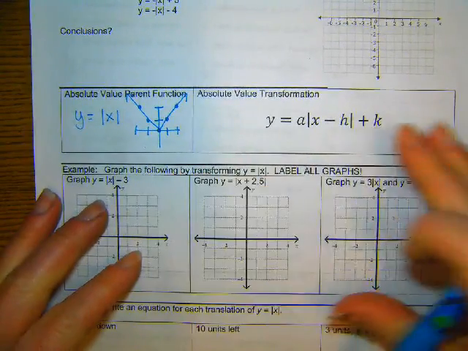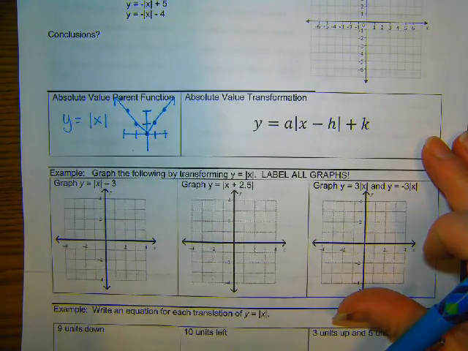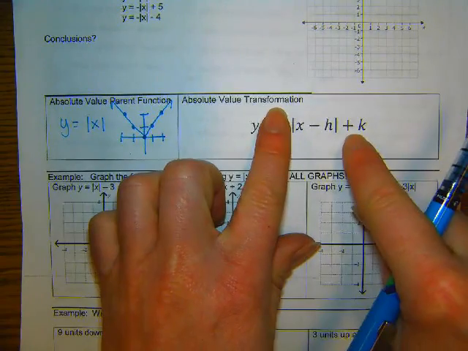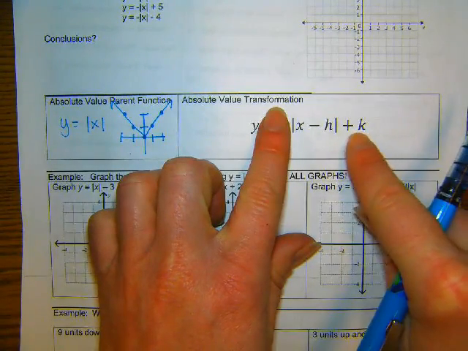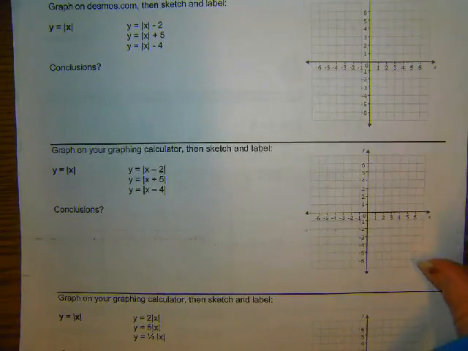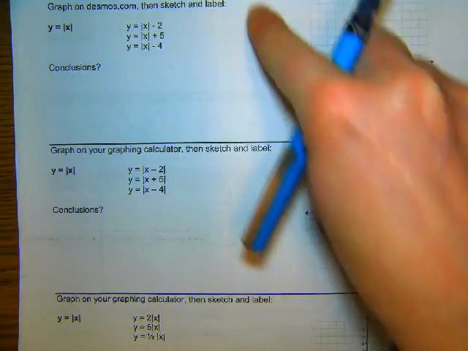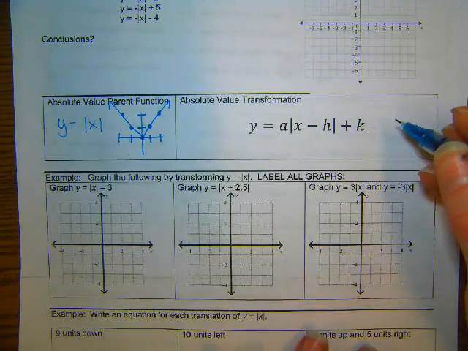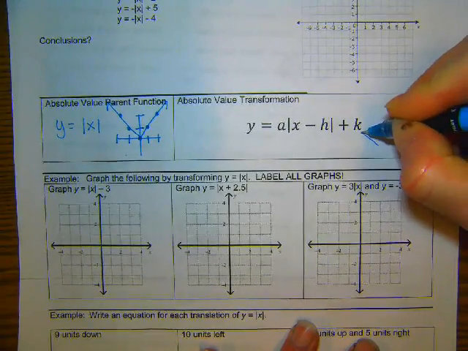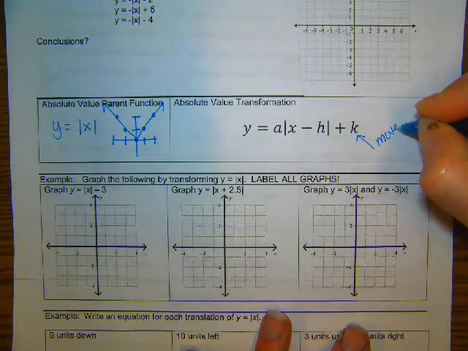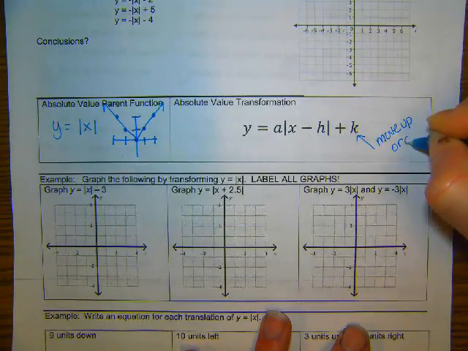So what we did yesterday is we started to add some things to the equation, and we're going to summarize what all of those things do right now. First of all, the first thing I had you do is add something at the end. That was this first section right here. What did that do to the graph? Moved it up or down. Okay, so we're going to draw an arrow. That plus K is going to move the graph up or down.